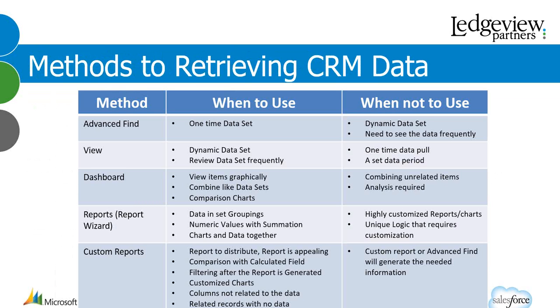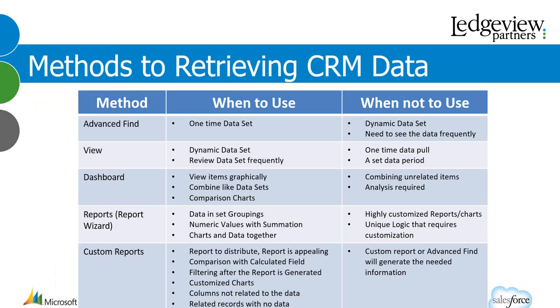When you really don't want to use an advanced find is when you're looking for a dynamic data set. By dynamic, I mean a setting like the date range that you're trying to pull from. So let's say you're looking for the next 5 months. It's going to change every time you pull the advanced find. It's going to pull the next 5 months. That was really more for a view.